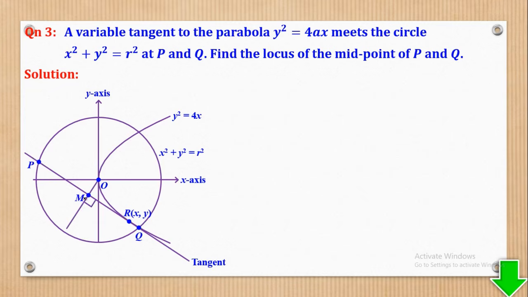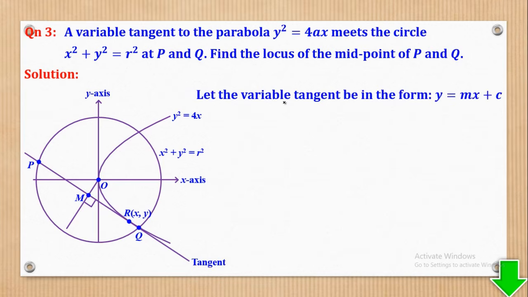Then this M is the midpoint of P and Q, and by geometry that will be at 90 degrees. Now why is it 90 degrees? It's because from here to here is the radius, and also from here to here is the radius. Therefore, that means that triangle POQ is isosceles. And because it is isosceles, when you draw a perpendicular, it will pass through the midpoint.